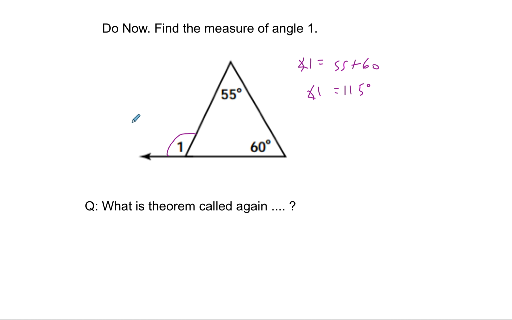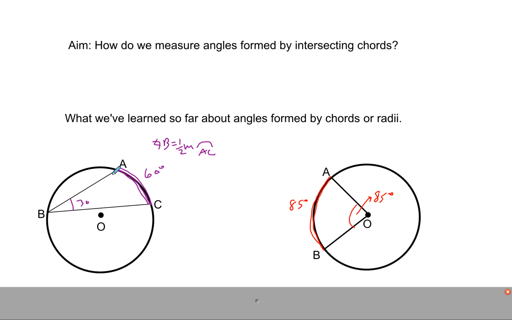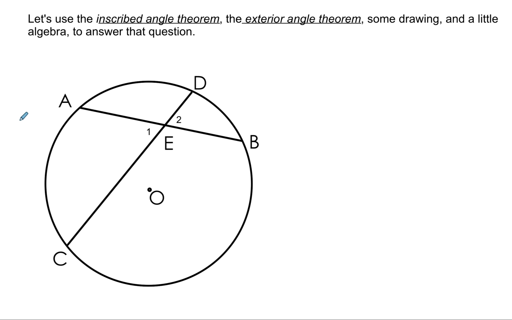You're wondering to yourself, what does this have to do with circles? Triangles, circles, where's the intersection of those two things? No pun intended. So here's what we're going to do. I'm going to use the inscribed angle theorem, which is the one we just reviewed, that an inscribed angle is equal to 1/2 the measure of its intercepted arc. I'm also going to use the exterior angle theorem and a little drawing, and we're going to show what relationship angle 1 has with arc DB and arc AC, because there is a relationship.